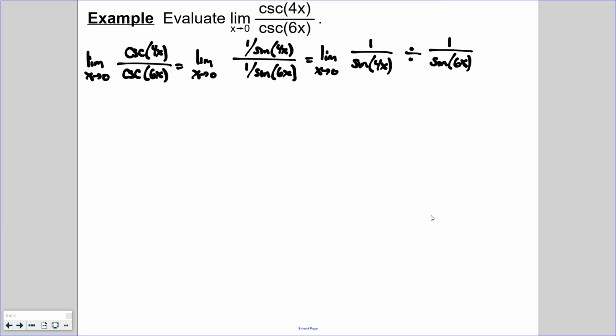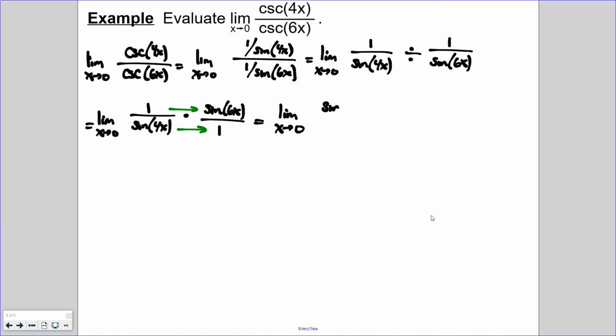And then if we remember fraction division, if we change the division to multiplication, we need to flip that second fraction to its reciprocal. So this is going to be 1 over sine of 4x times sine of 6x over 1. And since we're multiplying fractions, tops go with tops, bottoms go with bottoms. So this is going to give us the new limit, the limit as x approaches 0 of sine of 6x over sine of 4x.